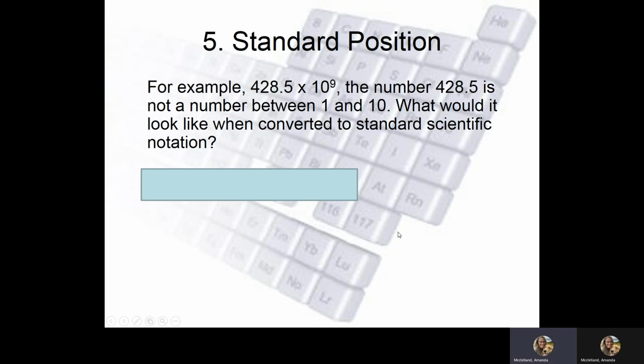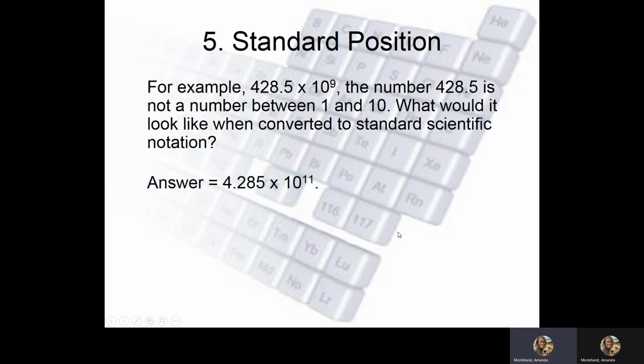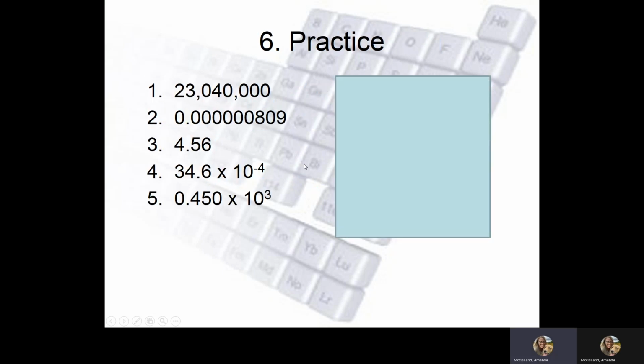Now, if we take a look at this number up there, 428.5 times 10 to the 9th. It looks like it's in scientific notation, but 428 is not between 1 and 10. So I need to move my decimal point and then change my exponent. So I'm going to move it 2 places to the left and add 2 to my exponent there. So it's 4.285 times 10 to the 11th. So you can stop and practice these, and then I will show the answers.